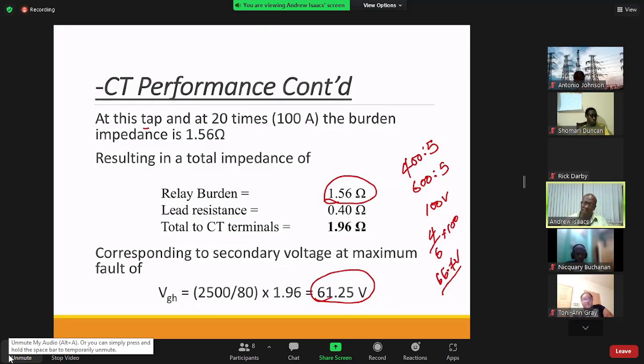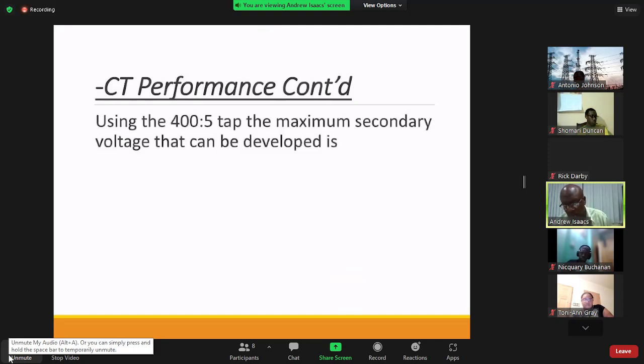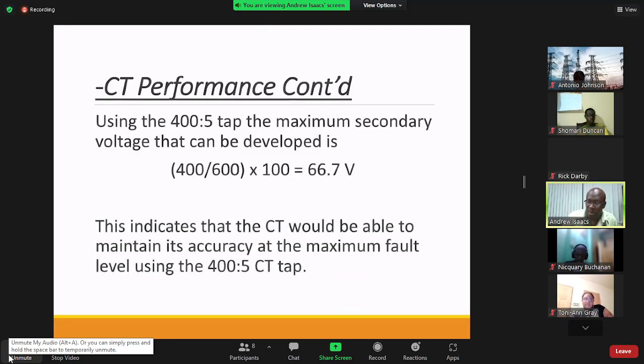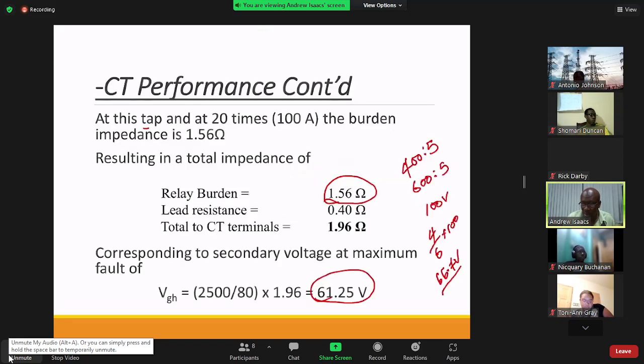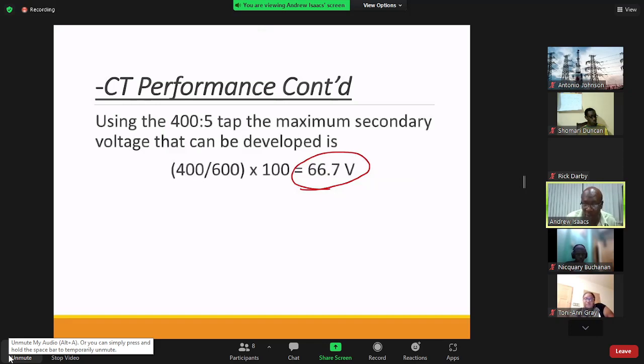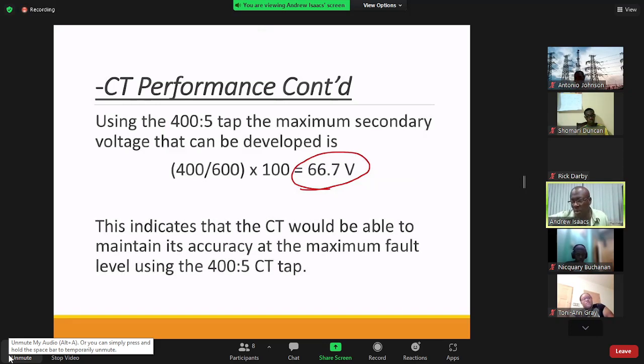So if we look at that, that's the voltage that the CT can handle, or it will produce on this tap. And in terms of what we calculated just now, given the burden information, when this fault occurs, this is the voltage, VGH, that will be created. So it means that on the 400 to 5 tap, we will be able to operate the relay. So that's evaluating the performance. So we selected it, and we have gone through the evaluation.